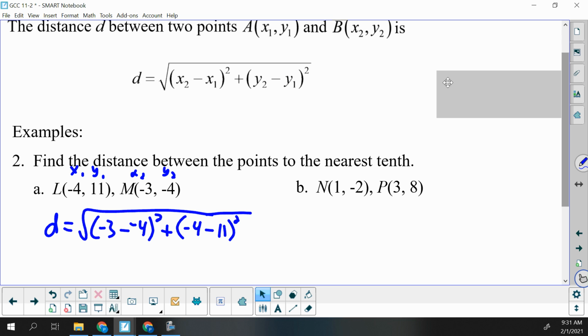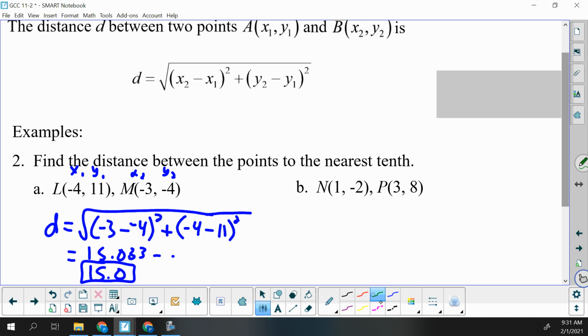All right, for this first one, we should have got that it was 15.033 and some other stuff. So the nearest tenth, that would be 15.0. You do have to include the 0 when you're rounding if it ends up in that spot.